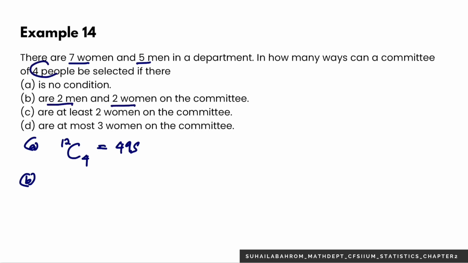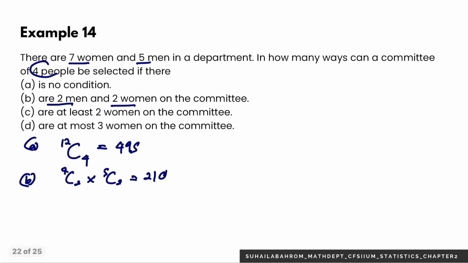And we must have 4 people. Therefore, 7C2 times 5C2 is equivalent to 210. Why do we have to multiply? Because it is still the same case. We need to have 4 people. So 7C2 is for you to choose from women, and 5C2 is for you to choose among men.